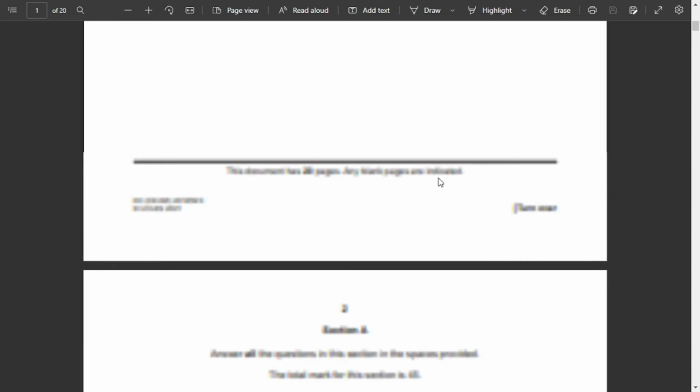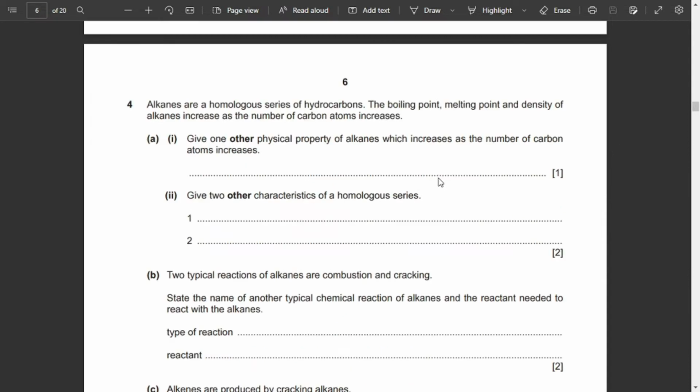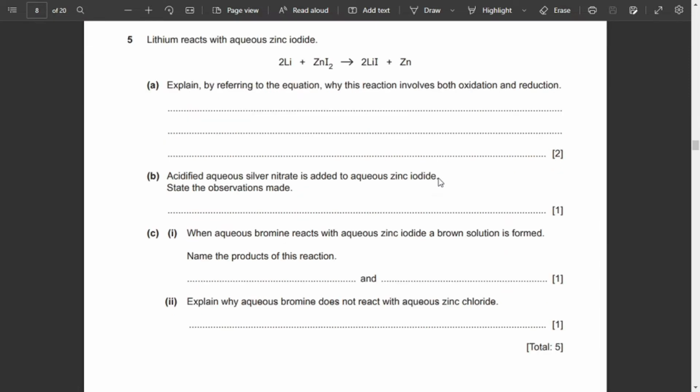So I've already solved section A, question number 1, 2, 3, and 4. Today we're going to start with question number 5. Alright, so without any further ado, let's start the question.